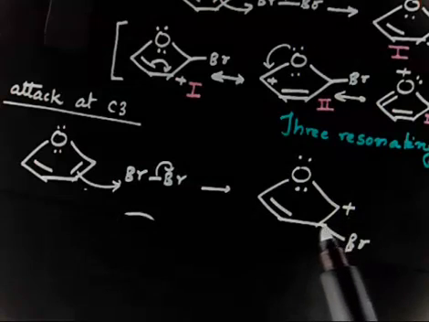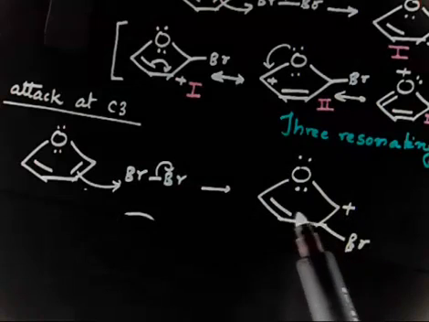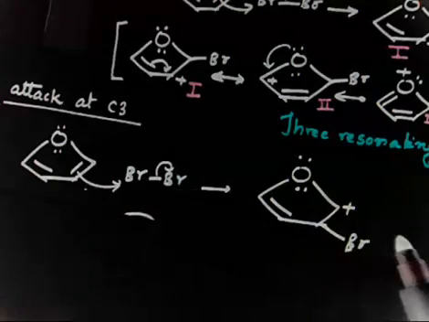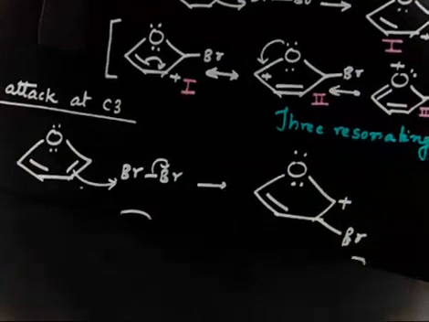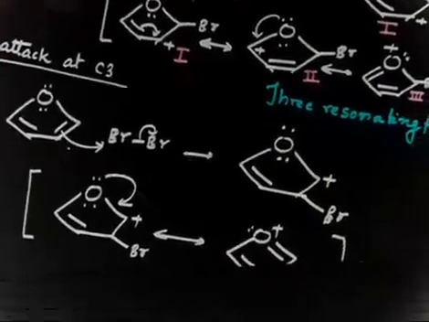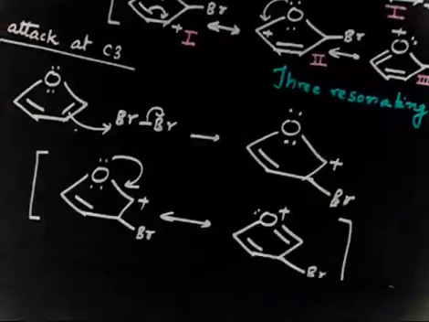Now I can write resonating structures for this molecule. Are you getting or not? So this goes here, this goes here. So you will have Br attached here and you will have Br minus, an inorganic product. I am not interested in that. Now I can write resonating structures for this molecule. So if I start writing resonating structures, let us call this 1.